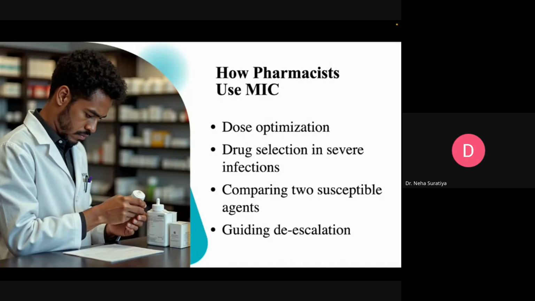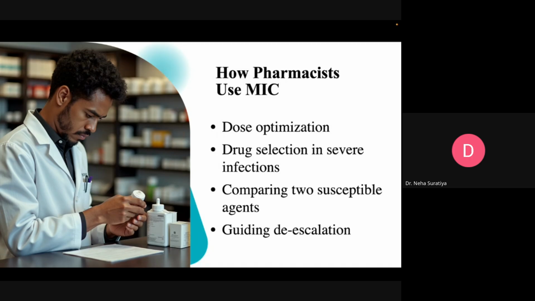In dose optimization, drug selection in severe infection में आप क्या करोगे? MIC जिसका कम है वो drug select करोगे, ठीक है? Because that will be more potent and the patient's condition is not stable. Of course, you will go with it. But if the patient is stable, you will be choosing the higher MIC value. You will be reserving the last resort agent for this particular patient if he or she is in stable condition. This is how comparison of two susceptible agents happens.